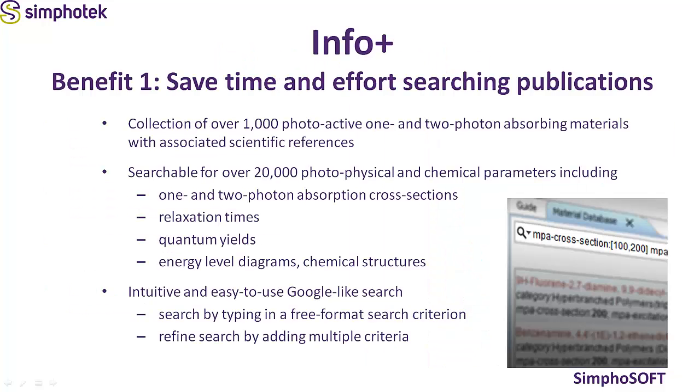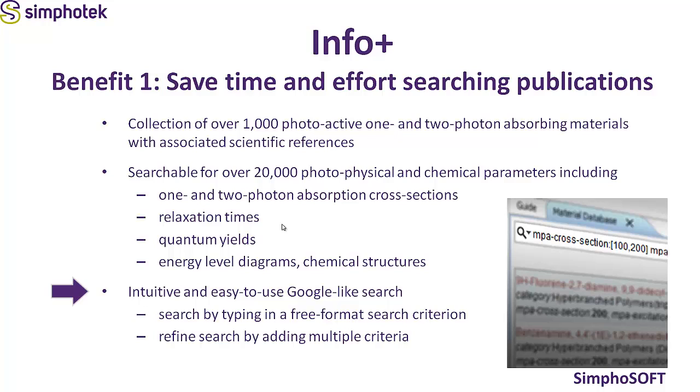Info Plus has many benefits. As an information finder, it will save you a tremendous amount of time and effort that you may currently spend searching prior publications. It has over 1,000 single and multi-photon absorbing materials that we have collected from scientific publications spanning 2 decades. Info Plus is searchable for over 20,000 photophysical and chemical parameters, such as 1 and 2 photon absorption cross-sections, relaxation times, quantum yields, chemical structures, and energy level diagrams.